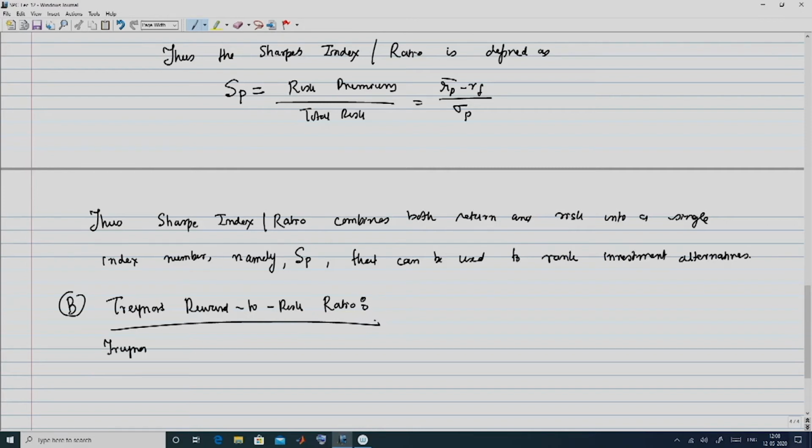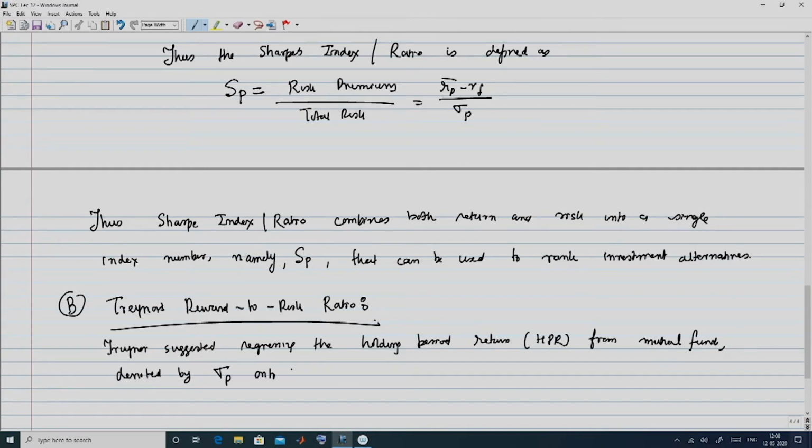So, what Treynor did was he suggested regressing the holding period return, recall that this was HPR, from mutual funds, denoted by RP, onto returns from the market index whose return is denoted by RM.